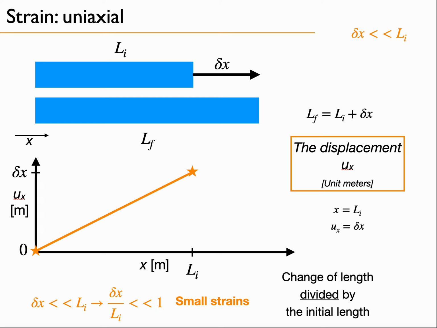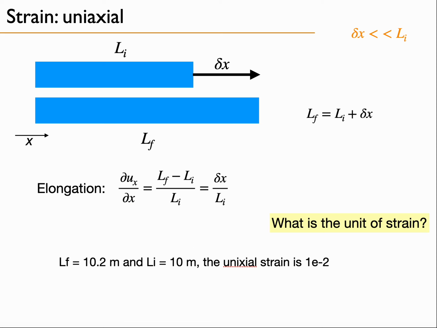I need to mention now that what we discuss are small strains. So in the next slides, we will consider that delta x is always much smaller than the length Li. So delta x divided by Li is much smaller than 1. This is a small strain approximation. It's important to be mentioned now. So let's quickly discuss the elongation now.